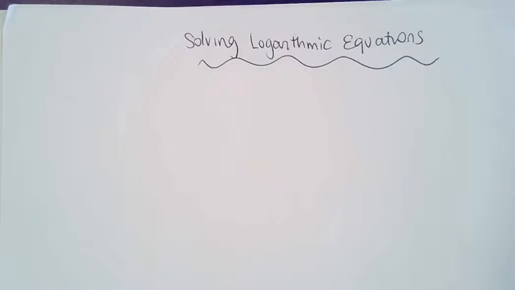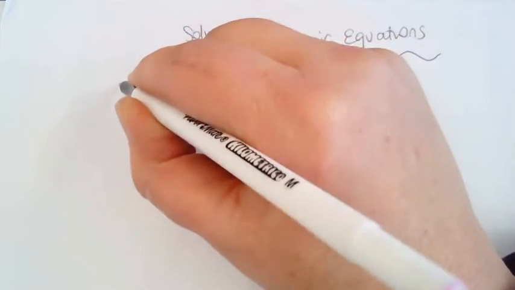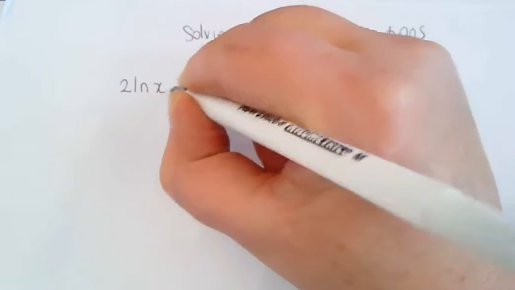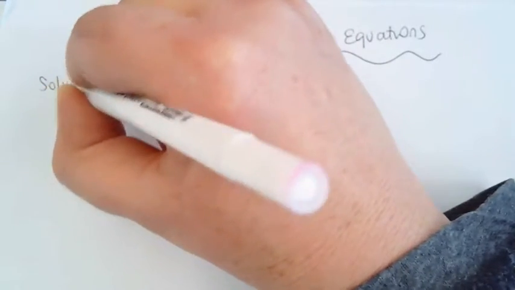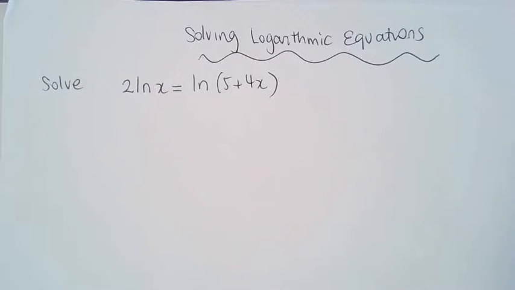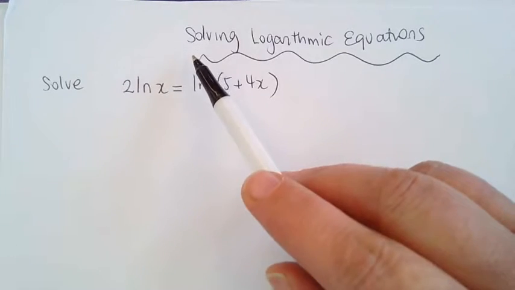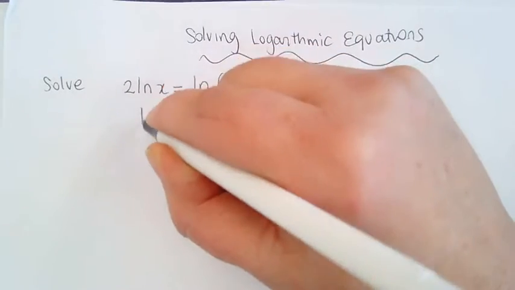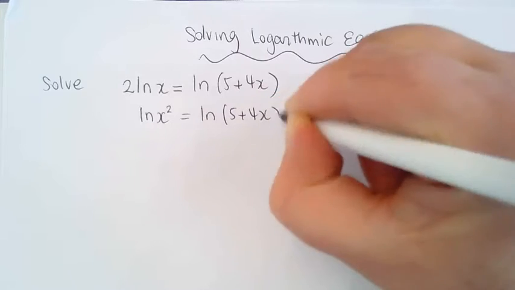Doing logarithmic equations. So the first one, remember how I said ln is just log to the base e? You've seen it before, right? So if I want you to solve something like 2 ln x equals ln of 5 plus 4x, tell me about that 2 out the front. What can I do with it? 2 times the log, I can make it the power. Remember that rule? So that is the same as writing ln of x squared equals ln of 5 plus 4x.